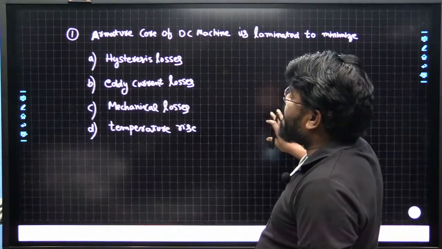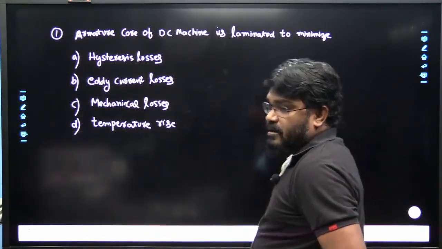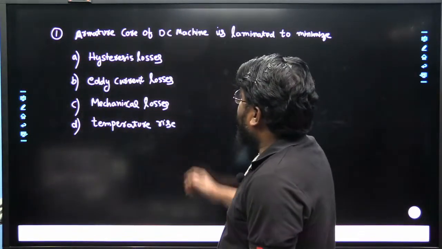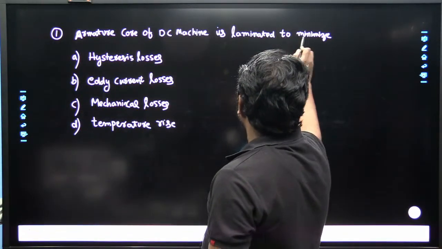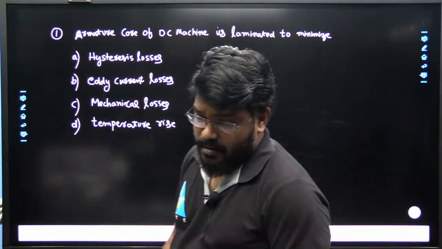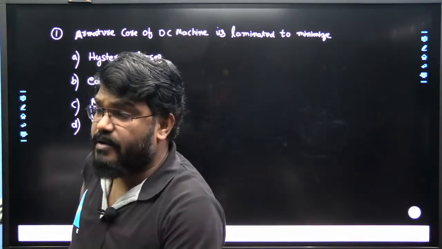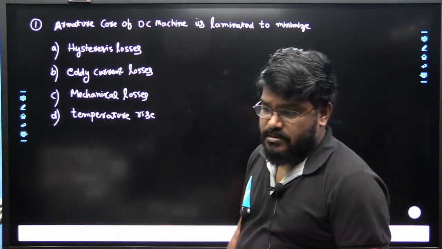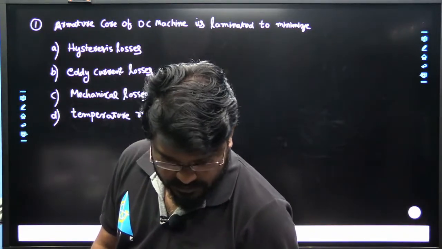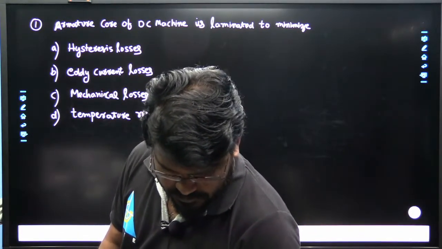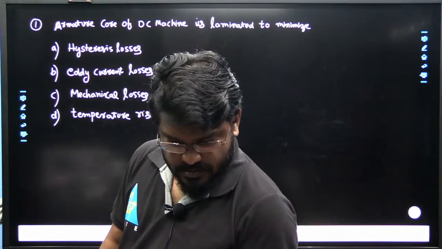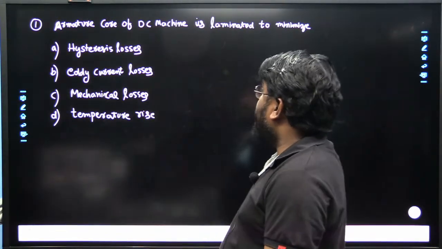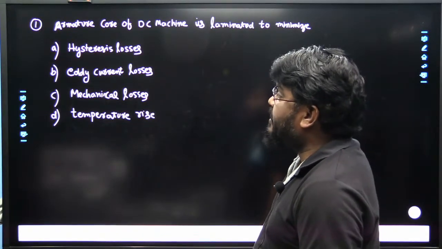Okay, so now we have some questions here. Let us discuss the questions, all theoretical. The first one: armature core of the DC machine is laminated to minimize which one?